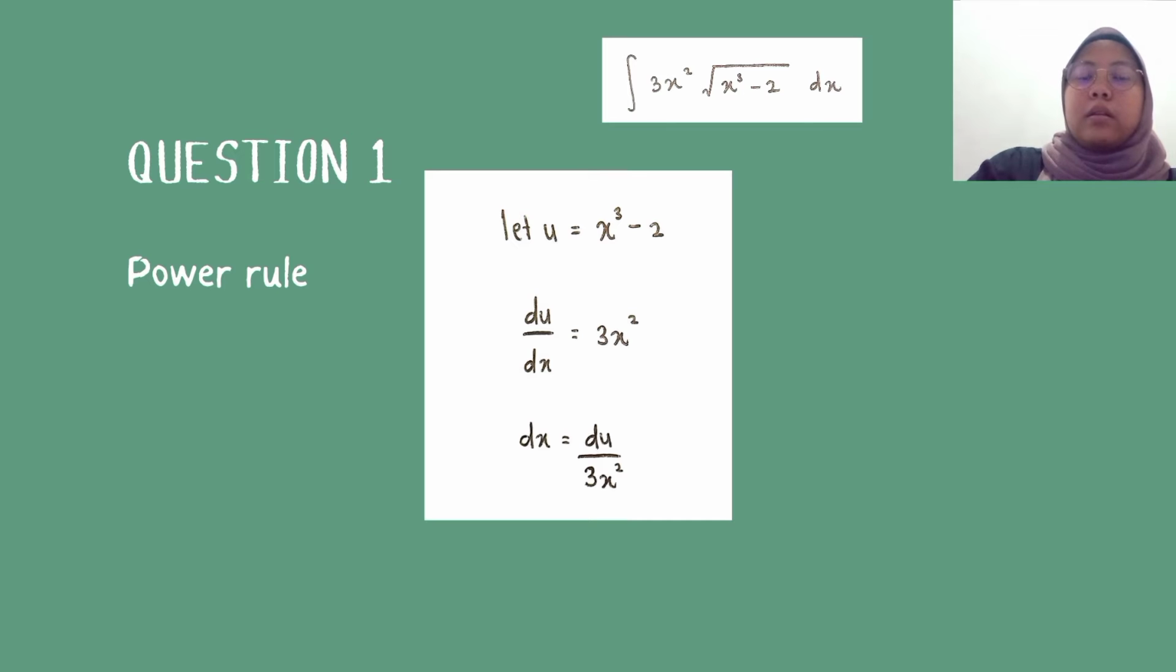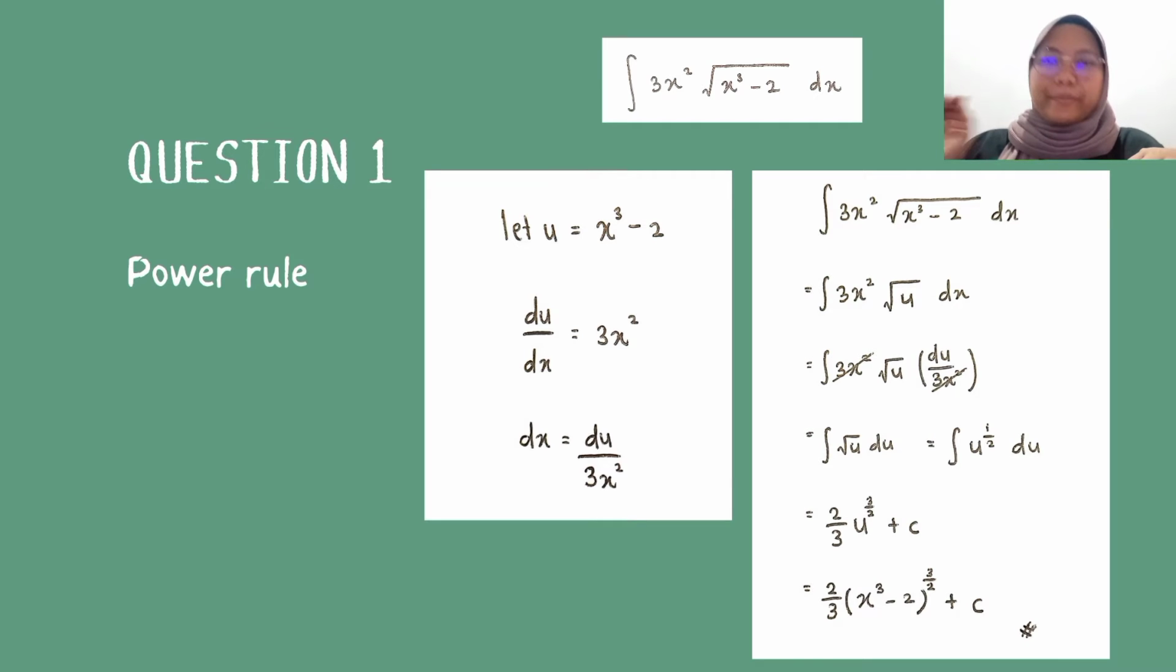First, we will find which one will be the u. So let u equal x^3 minus 2. Differentiate it, it will be du over dx equal to 3x squared, and dx equal to du over 3x squared. Next, we will replace x^3 minus 2 with u. Then we can cancel both 3x^2 and it will be left with square root of u du. Then square root of u we will change to u^(1/2) du.